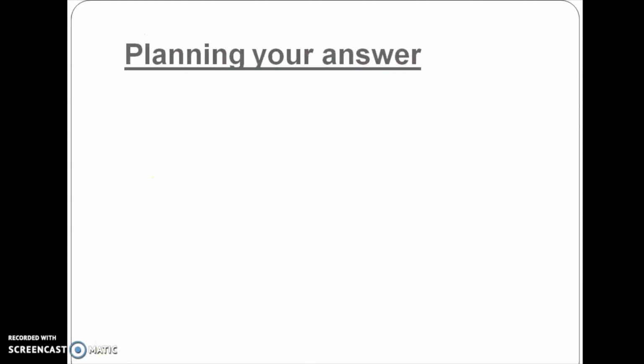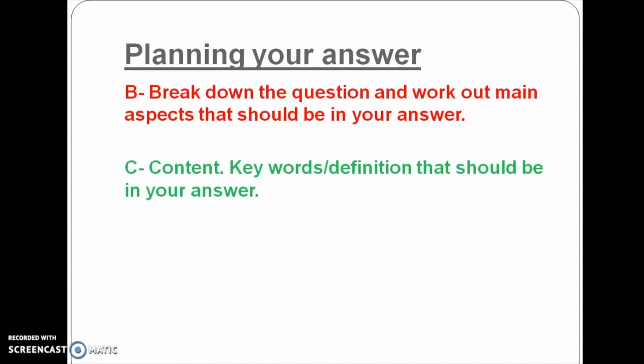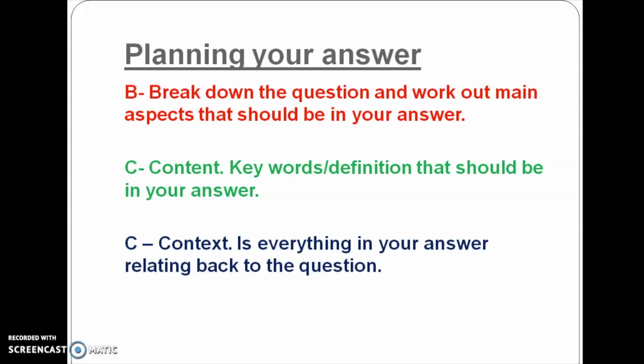So, planning your answer, especially when it comes to a 6-mark question. Break down the question and work out the main aspects that should be in your answer. So going through the question, take your time. Content, keywords, definitions that should be in your answer. Make sure you underline these and you should understand these. And context, is everything in your answer relating back to the question? Really important. So once you've read your question and you're happy with it, once you've written your answer, go back to the question and make sure you've actually answered what the question was asking you.